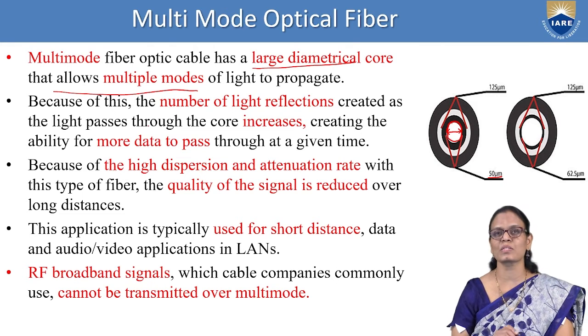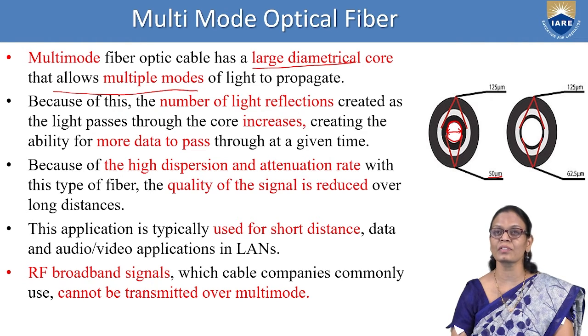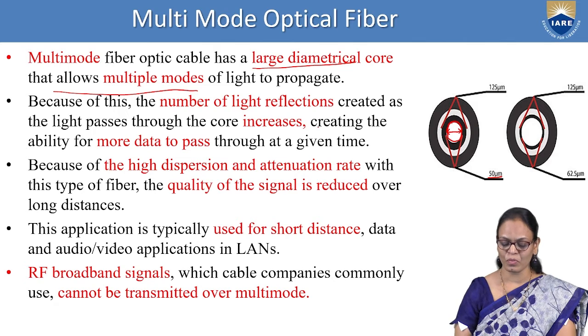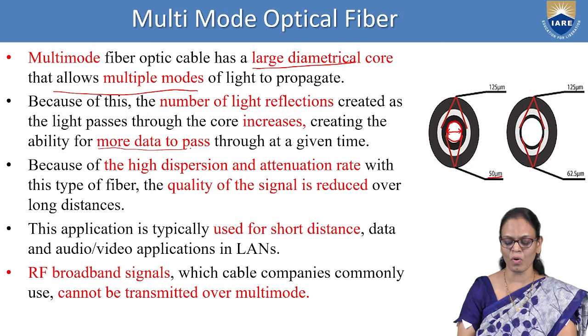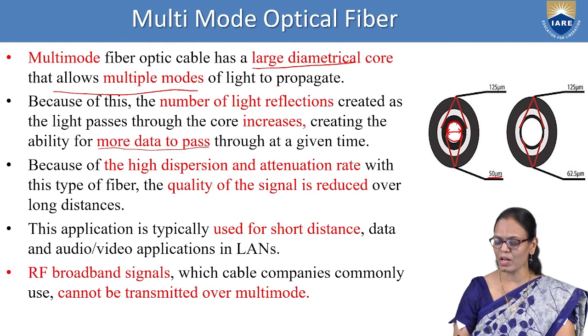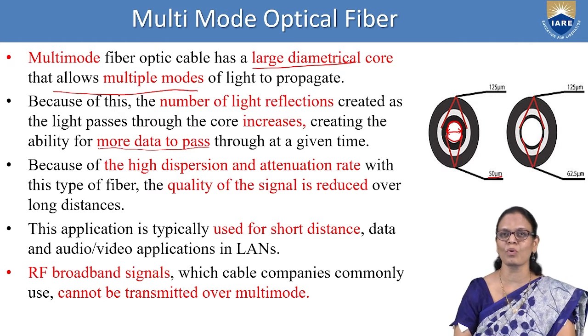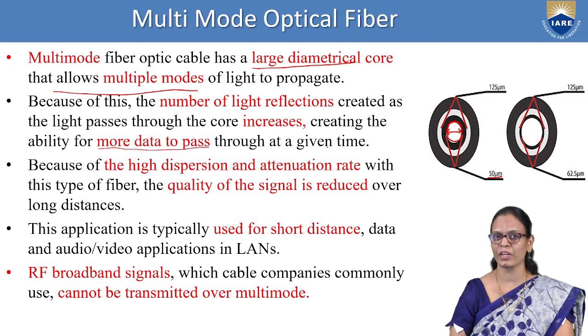Because of this, what happens? The number of light reflections created as the light passes through the core increases. So it will be able to allow more data to pass through it at a given time. Because the diameter of the core is large, it will allow a number of reflections and also more data can pass through it at a given time.